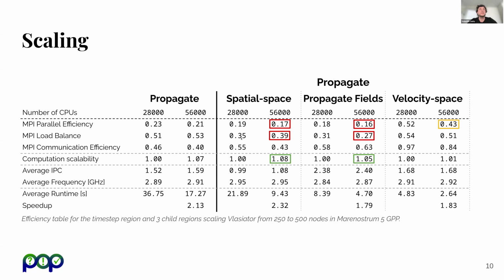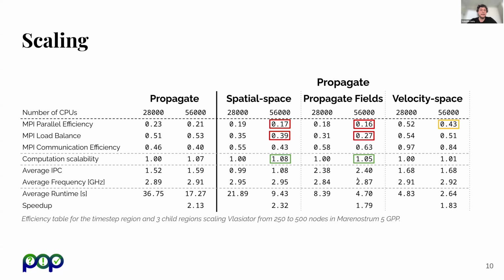We can also see that load balance improved a bit, which is curious, but just a curious side note. Similar effects for the propagate fields. There we have a 5% increase just because of IPC and a little bit of frequency apparently as well.